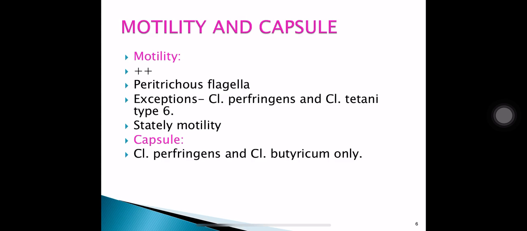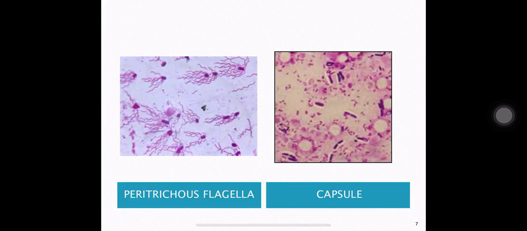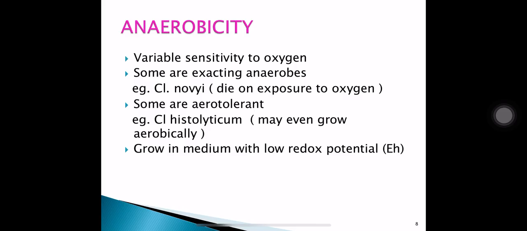Motility and capsule. Clostridia are generally motile except for two, that is Clostridium perfringens and Clostridium tetani type 6. The motility of Clostridia is described as stately motility. They have peritrichous flagella. The capsule is present only in two Clostridia, Clostridium perfringens and Clostridium butyricum. Here in this figure we can see peritrichous flagella of Clostridia, and in another figure you can see an unstained area around the bacillus, which is the capsule.